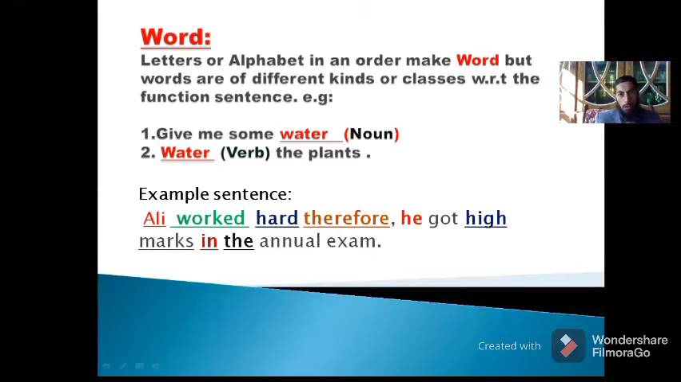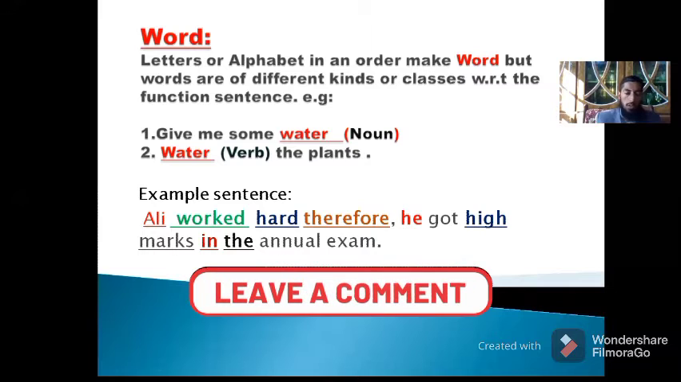A word is formed when letters are arranged in a proper order. Any word has two, three, four, five letters. Letters are also called the alphabet, and words are made up of letters, but words have different functions. For example, here are two examples. One: give me some water. Here, water is a noun, but when you say water the plants, here it is a verb. So one word can be a noun, a verb, an adjective, an adverb, etc. It depends upon the function.